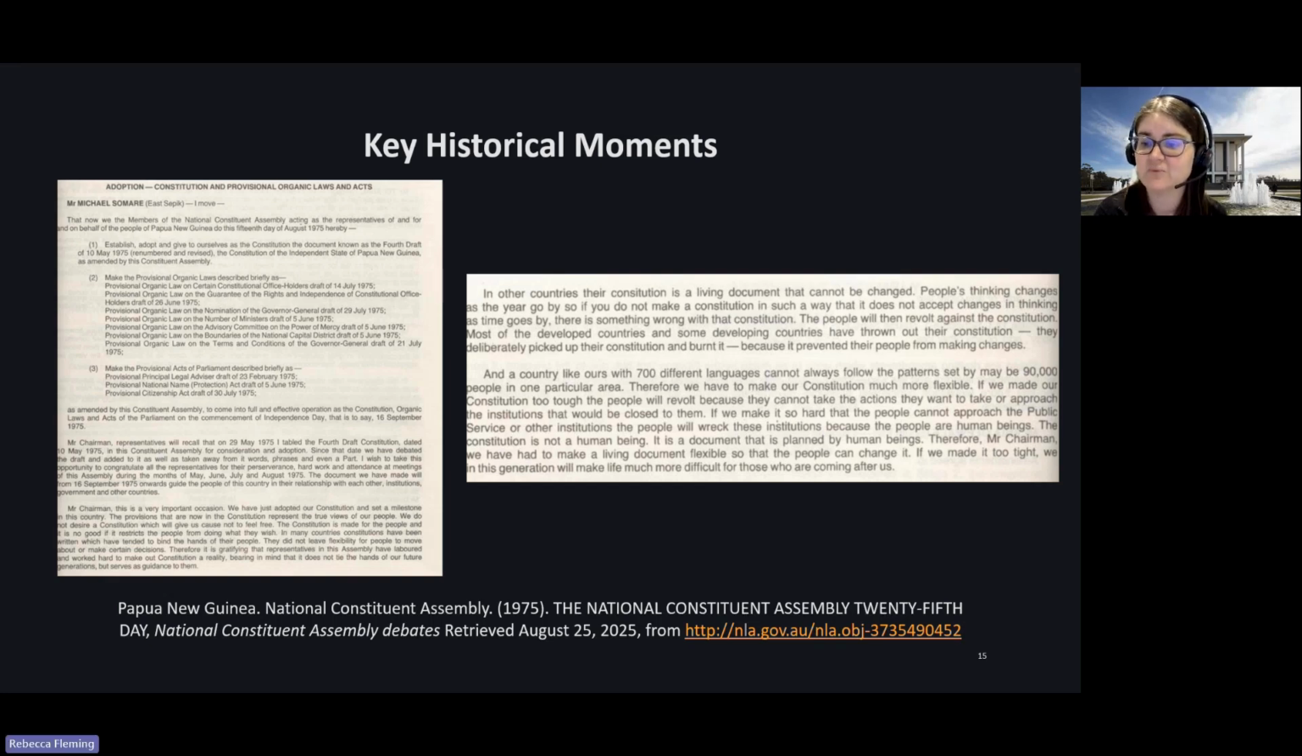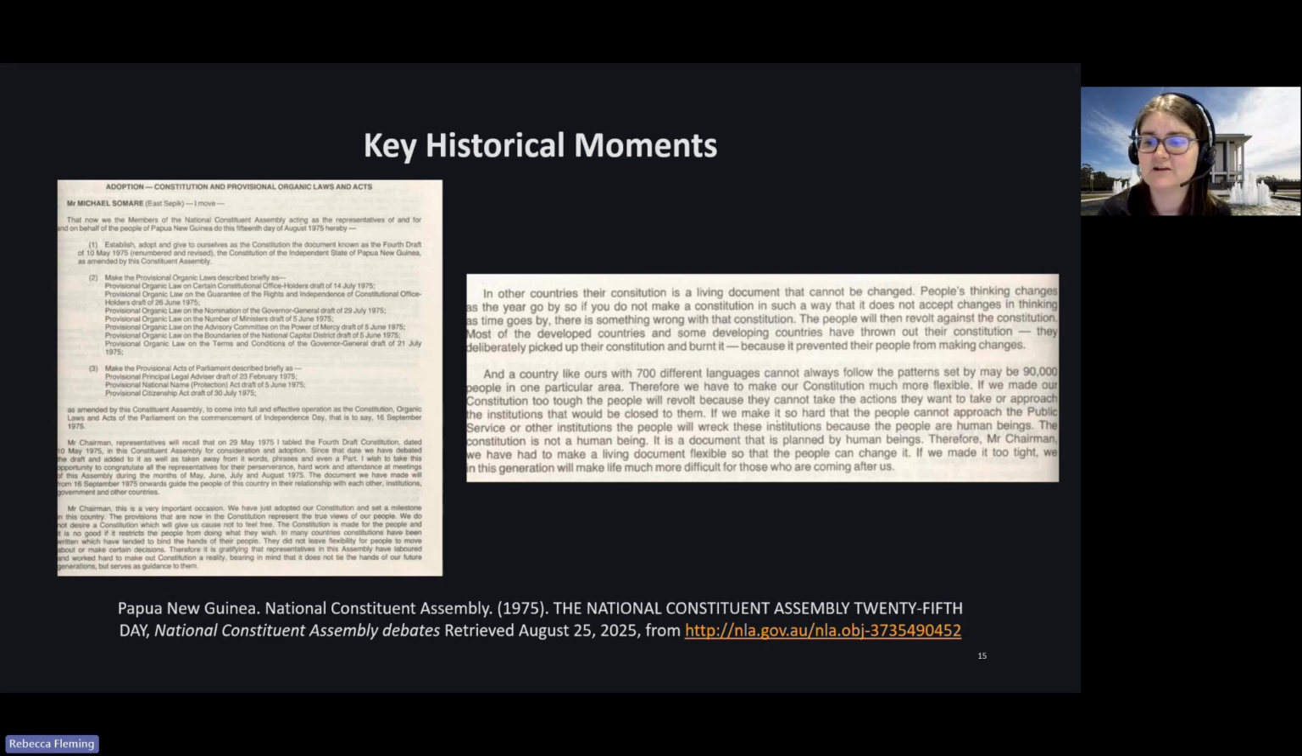So when Grand Chief Sir Michael Somare presented the Constitution to Parliament on 15 August 1975, he reflected on the significance of that moment, and I will just quote from that document. He said, "Mr. Chairman, this is a very important occasion. We have just adopted our Constitution and set a milestone in this country. The provisions that are now in the Constitution represent the true views of our people. We do not desire a Constitution which will give us cause not to feel free.